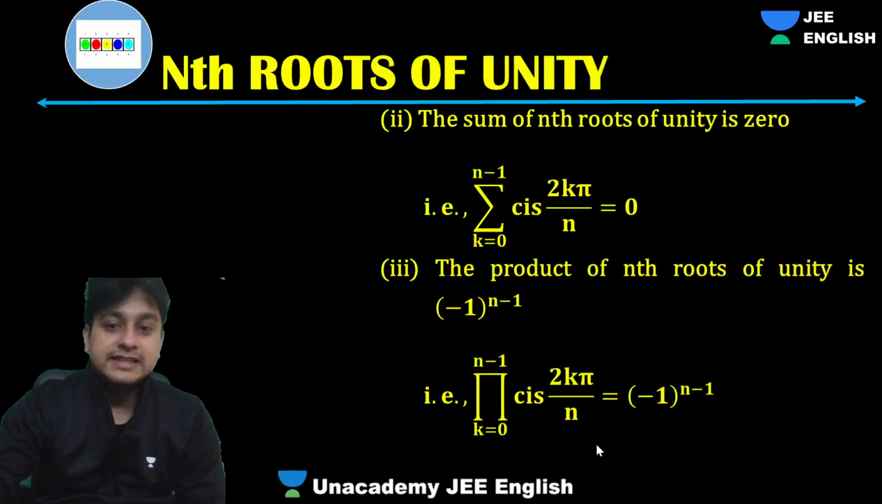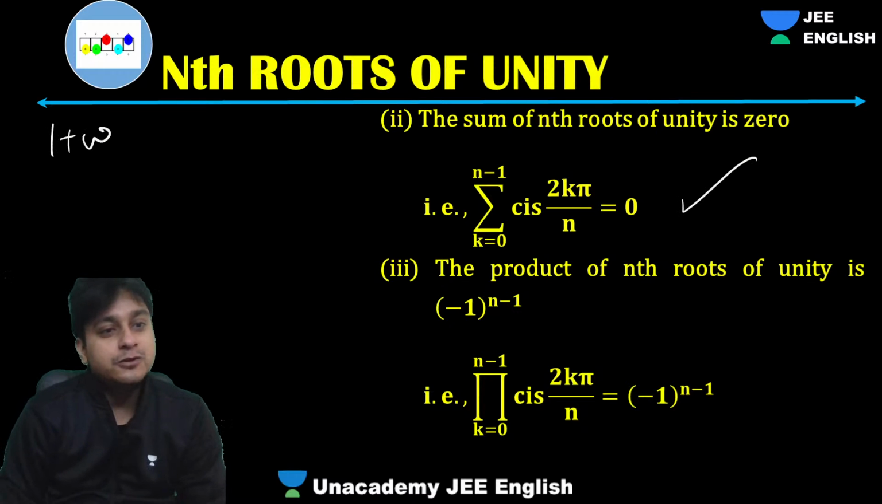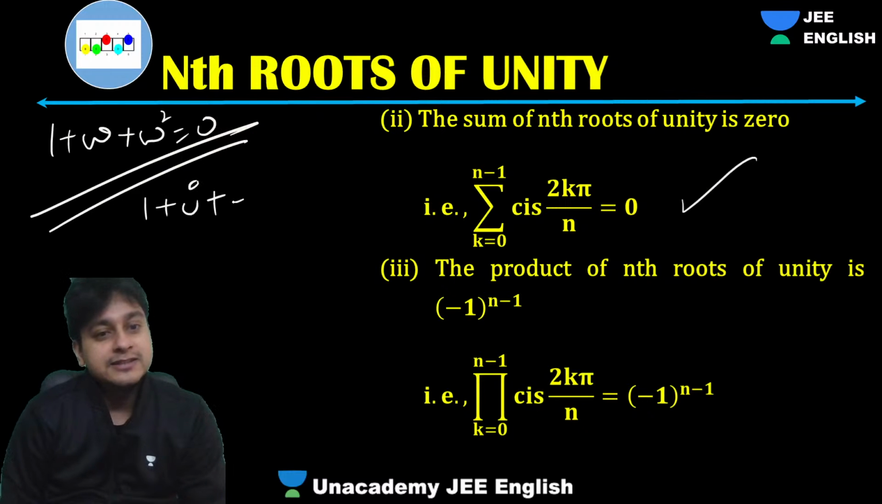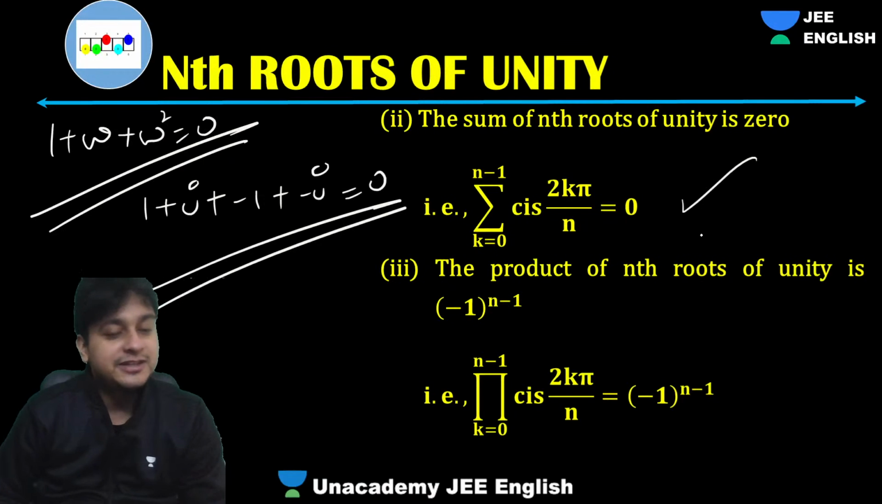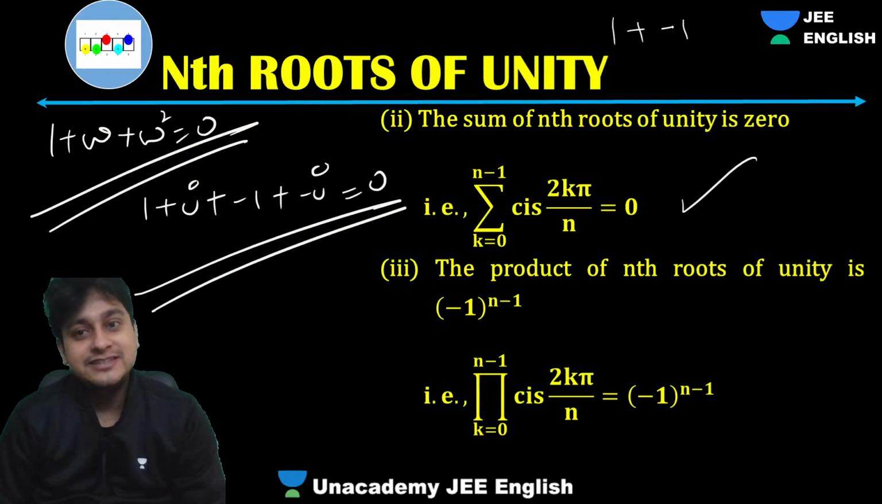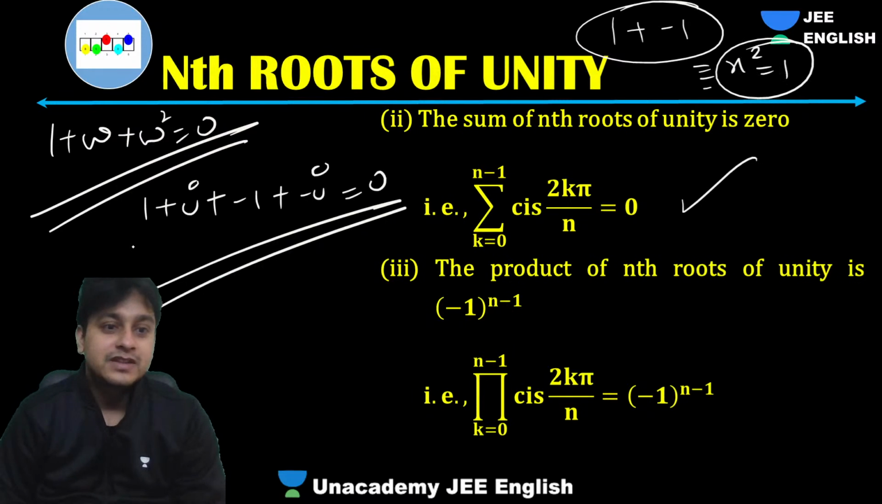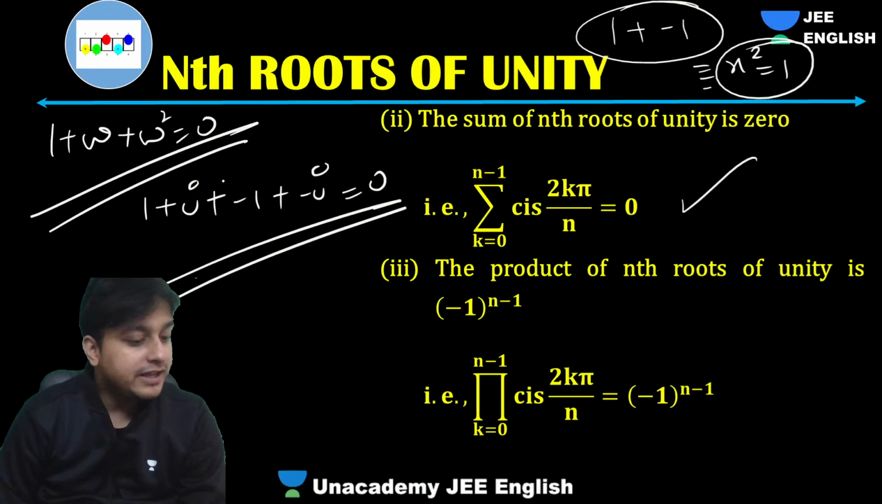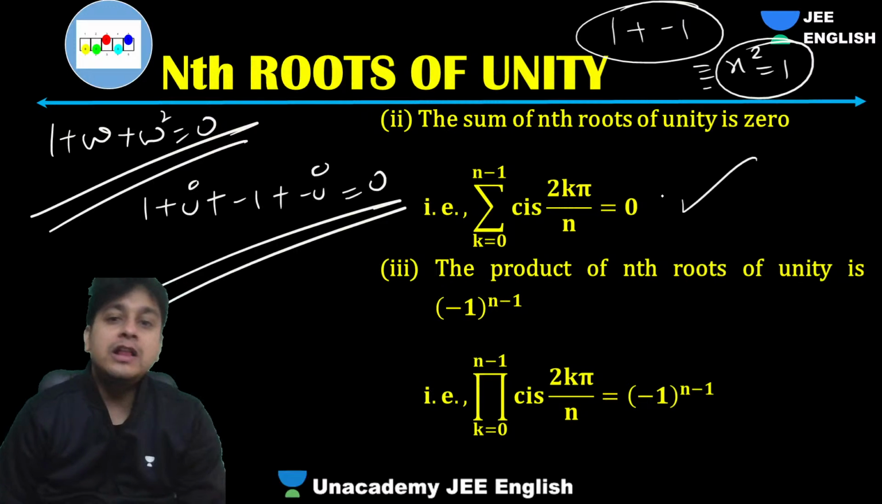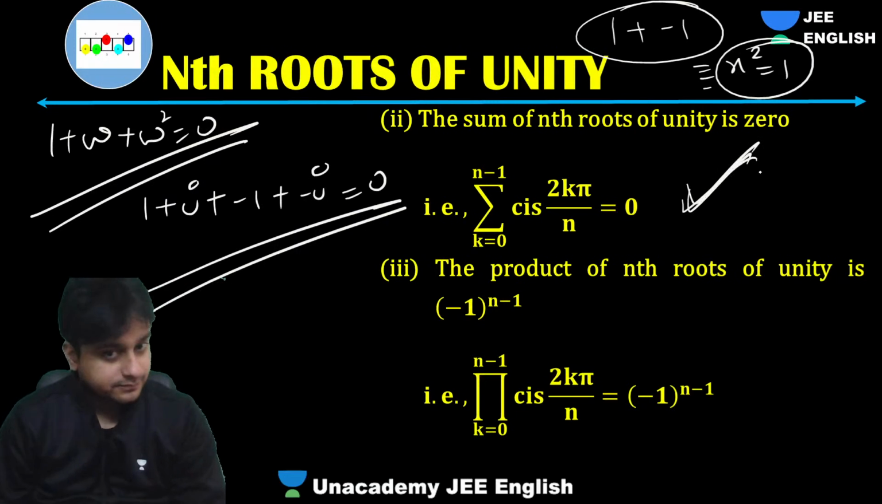That's the reason why the sum of the nth roots of unity, all roots, will be 0, whether that be anything. Like we already know that 1 plus omega plus omega square is 0. Similarly, 1 plus iota plus -1 plus minus iota will also be 0. Add all the roots, you will get 0. And 1 plus -1, these are the roots of x square equals 1. These are the roots of x cube equals 1. These are the roots of x power 4 equals 1. So if you add all the roots, you will definitely get 0.